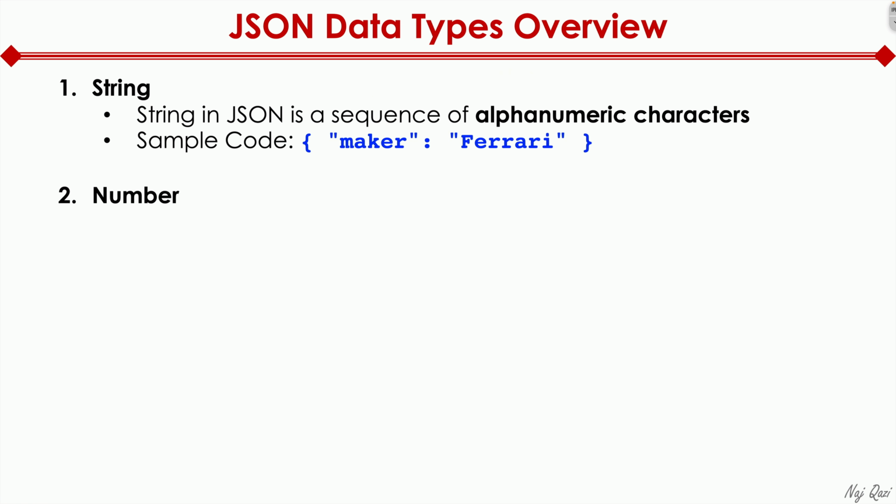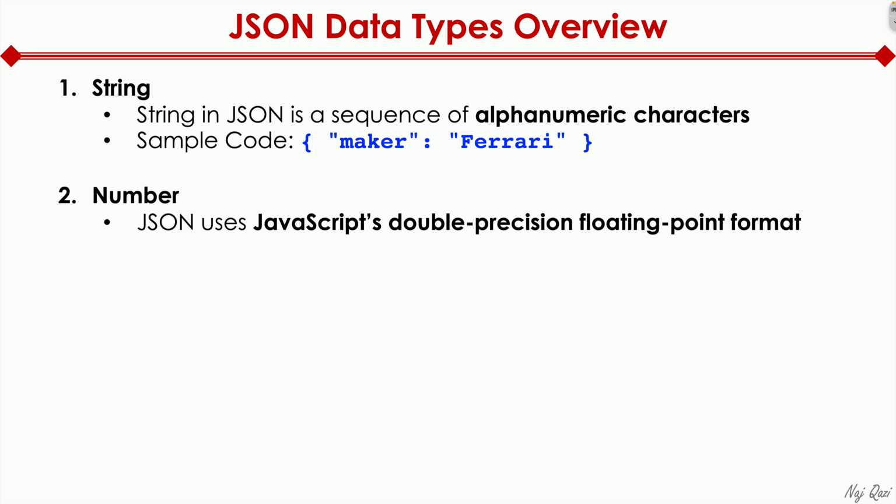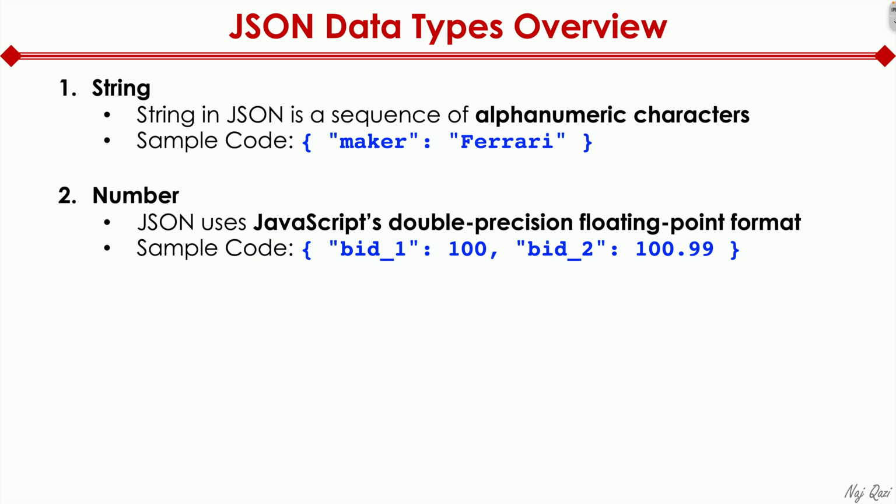The next data type is number. JSON uses JavaScript's double precision floating point format. What does that mean? Here's a sample code. Start of curly bracket, space. Once again, we don't need a space, but I'm adding a space to make it look neat. And by the way, white space does not matter in JSON. That's important for you to understand, because in some programming languages, adding space is a major sin. In JSON, that is not the case.